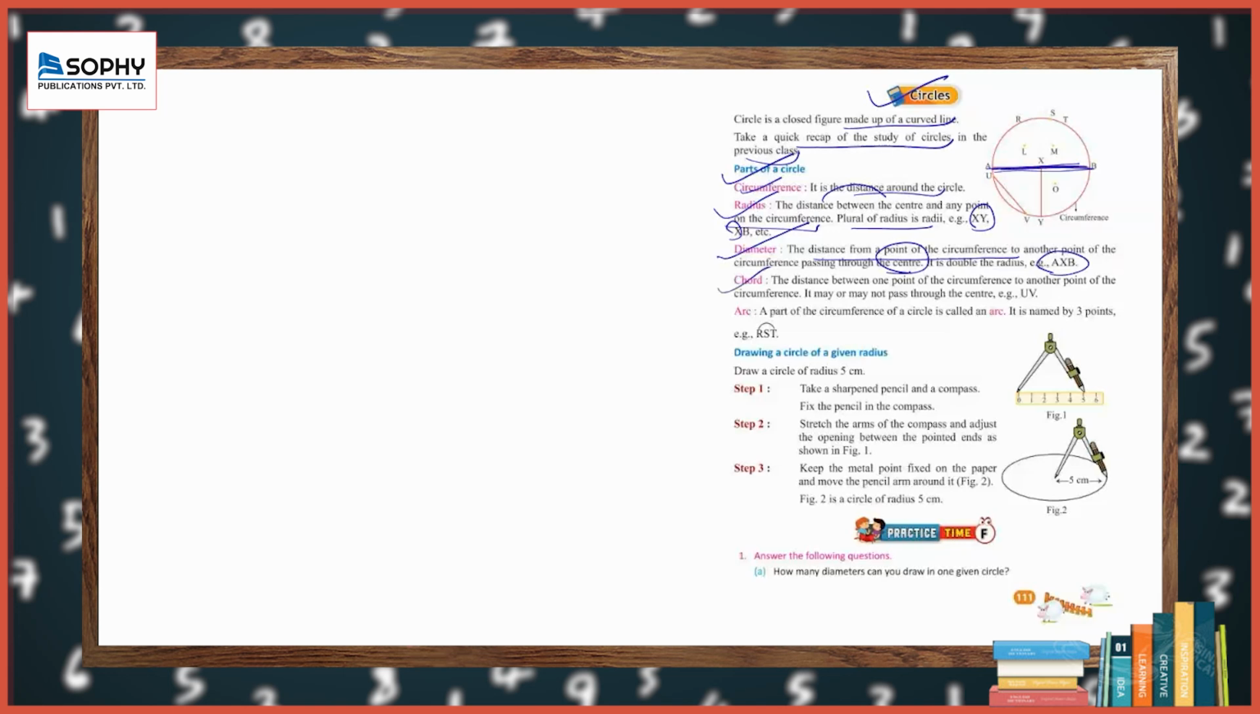Next is chord. The distance between one point of the circumference to another point of the circumference, it may or may not pass through the center. For example, UV. This is a chord, students. A part of the circumference of the circle is called an arc. It is named by 3 points. For example, students, RST. This is an arc.